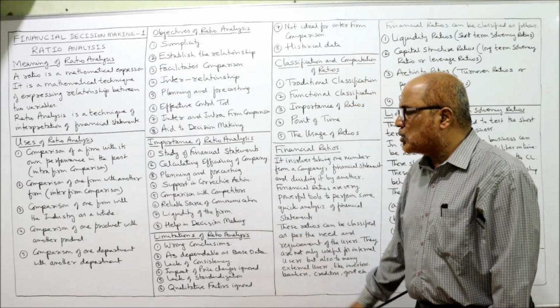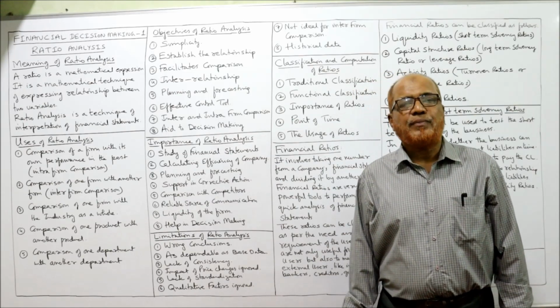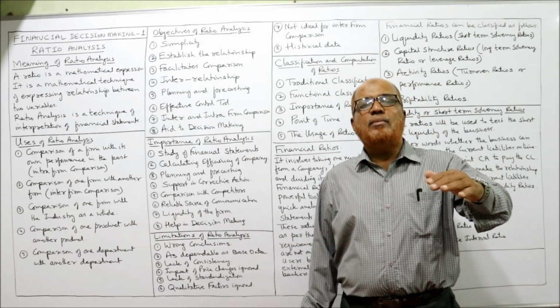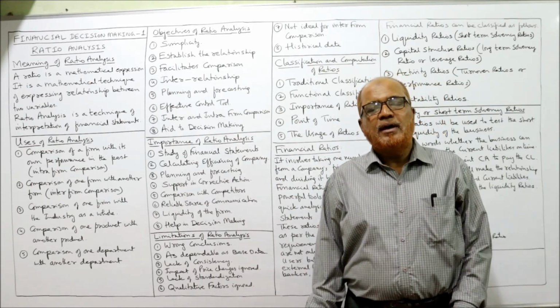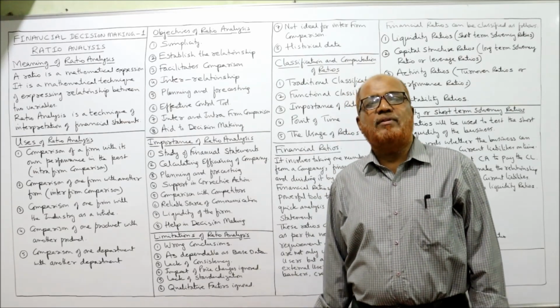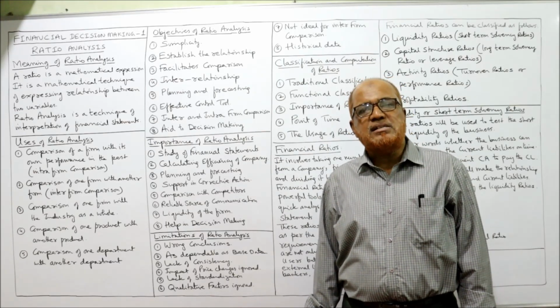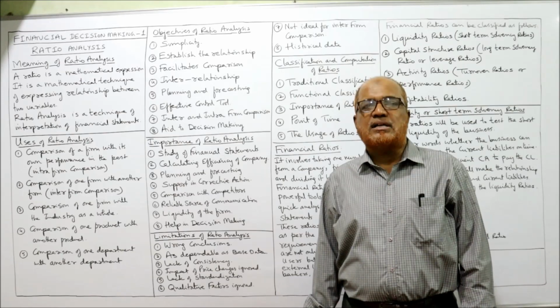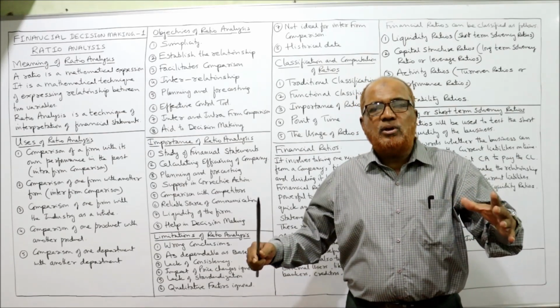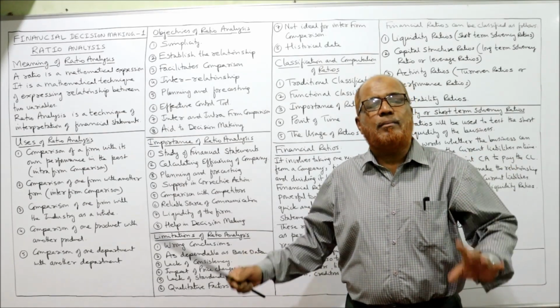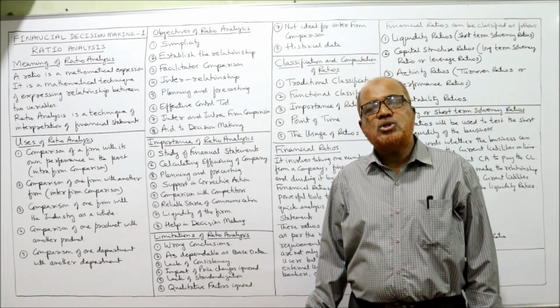Next one, reliable source of communication. See here, a business has to communicate with a number of parties. Example, the business has to communicate with the bankers, with the suppliers, with customers. All this communication can become easier by calculating the ratios.